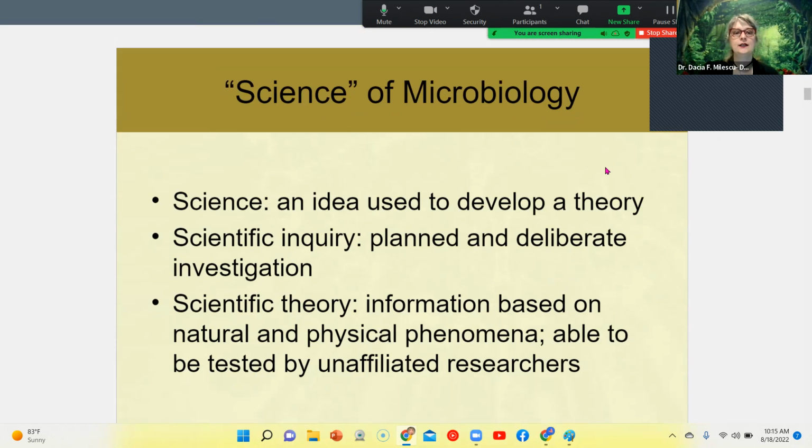All right, so the science of microbiology is basically developing a theory. The scientific method.